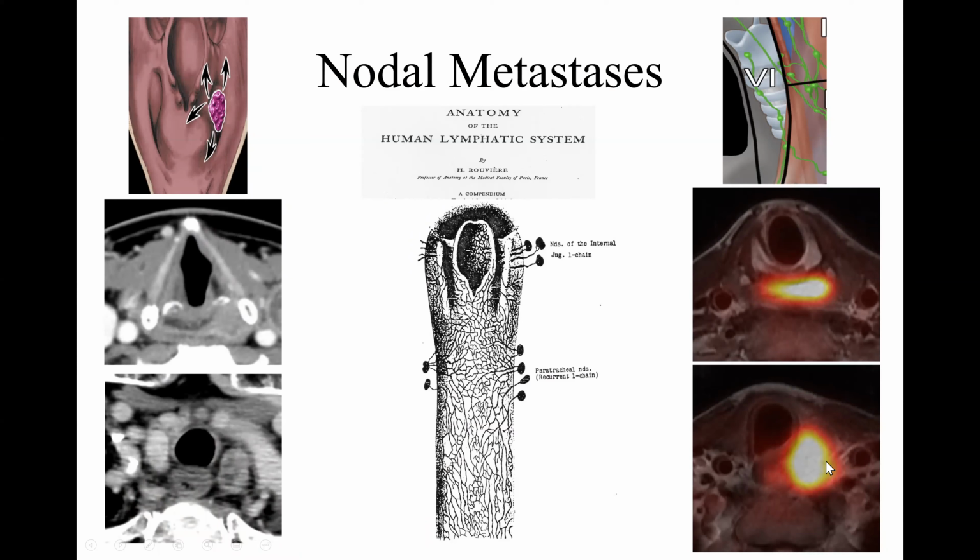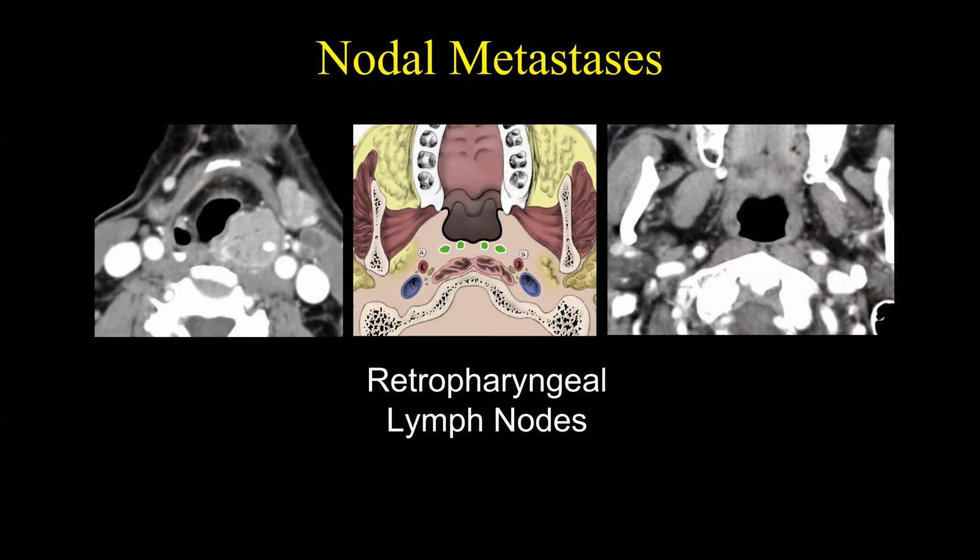So things that we always have to look at. We always have to look at all the lymph nodes, but our vigilance has to be heightened as we specifically look at those tumors that involve the inferior portion of the hypopharynx.